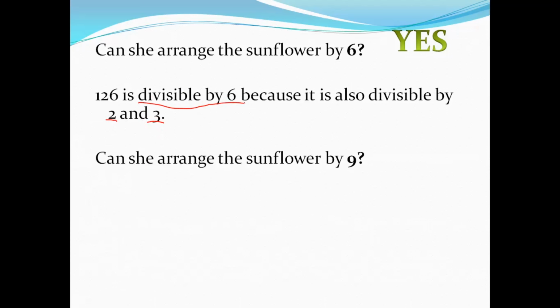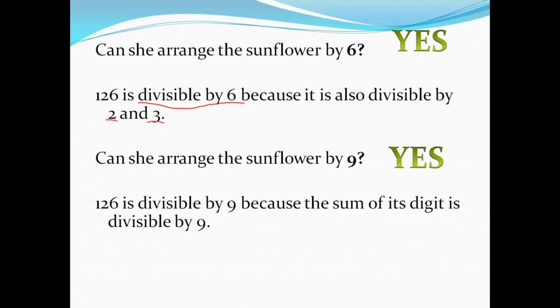Okay, next question. Can she arrange the sunflowers by 9? The answer is yes. How? So, 126 is divisible by 9 because the sum of its digits is divisible by 9. Pag inadd natin si 1, si 2, at si 6, the sum will be 9. So, 9 is also divisible by 9.